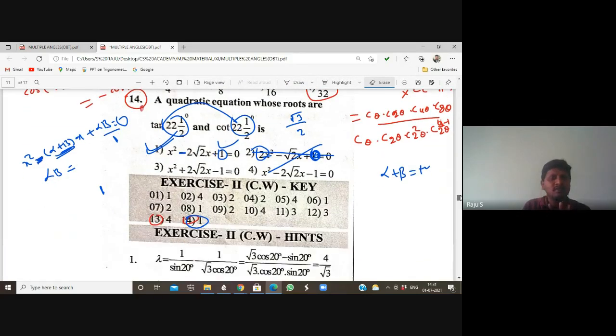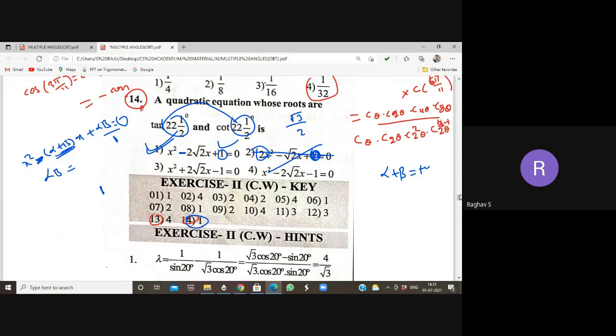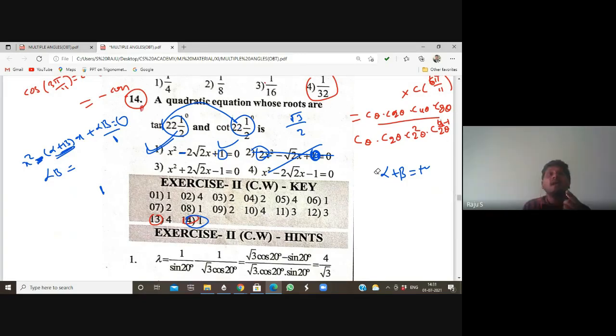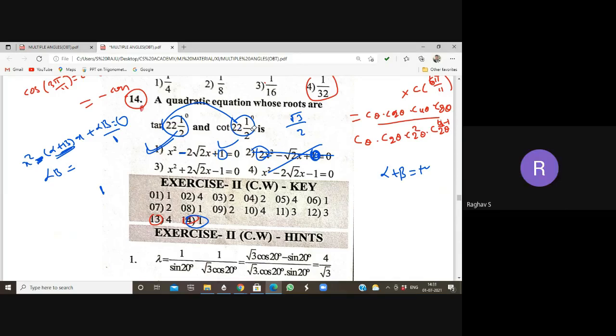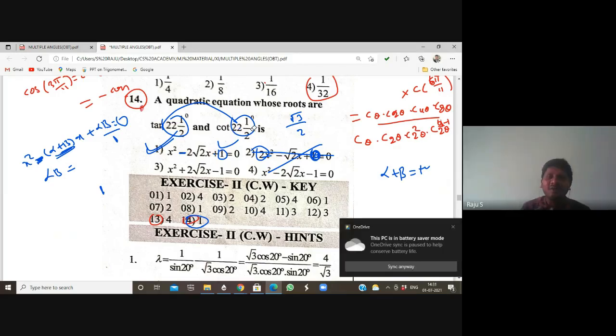Is it clear, students? You can use the formula tan A plus cot A equal to 2 cosec 2A. So that is 2 cosecant of 22 and half, which is cosec 45. What is cosecant 22 and half value?